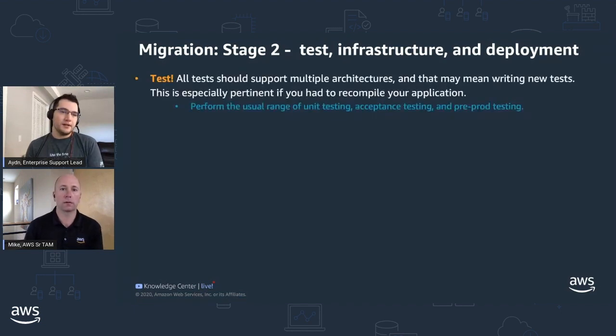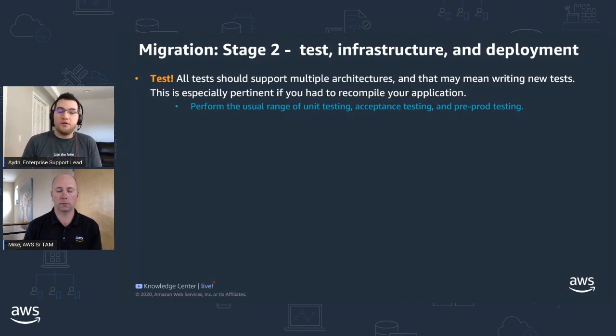So yeah, the next step is really very similar to what you do with a normal application. So that's the good news. You need to test, you need to update, and you need to deploy safely. Your tests should support multiple architectures, and these should be your automated tests, how you safely test your software today. And your pertinent unit testing, acceptance testing, pre-prod testing, even performance testing makes sense.